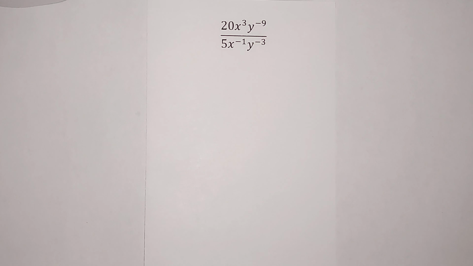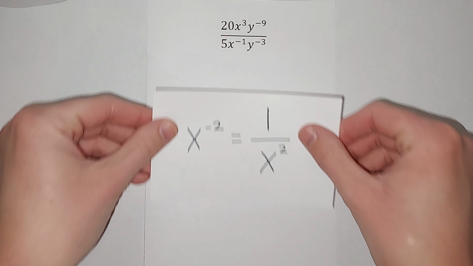Okay, so this is just weird, right? Because you're like, how do I multiply y by itself negative 9 times? That doesn't even make sense, right? Okay, there's a pretty easy fix for this. I don't know if fix is the right word, but there you go, okay?